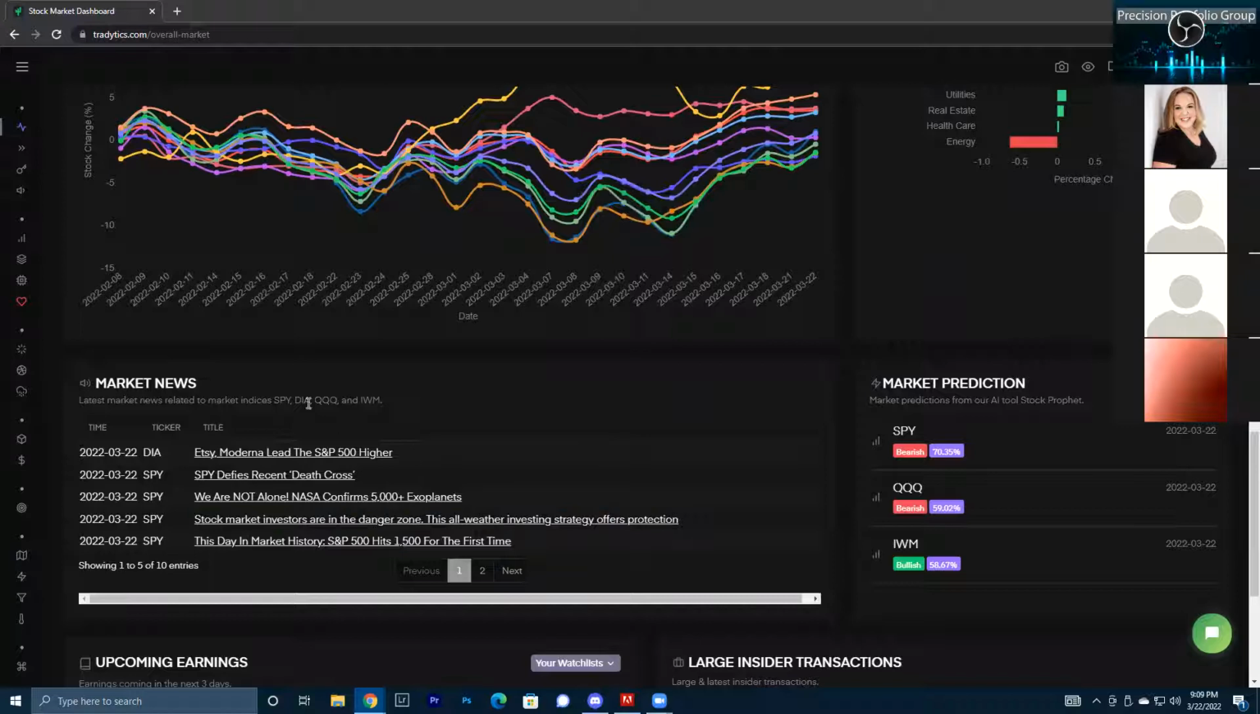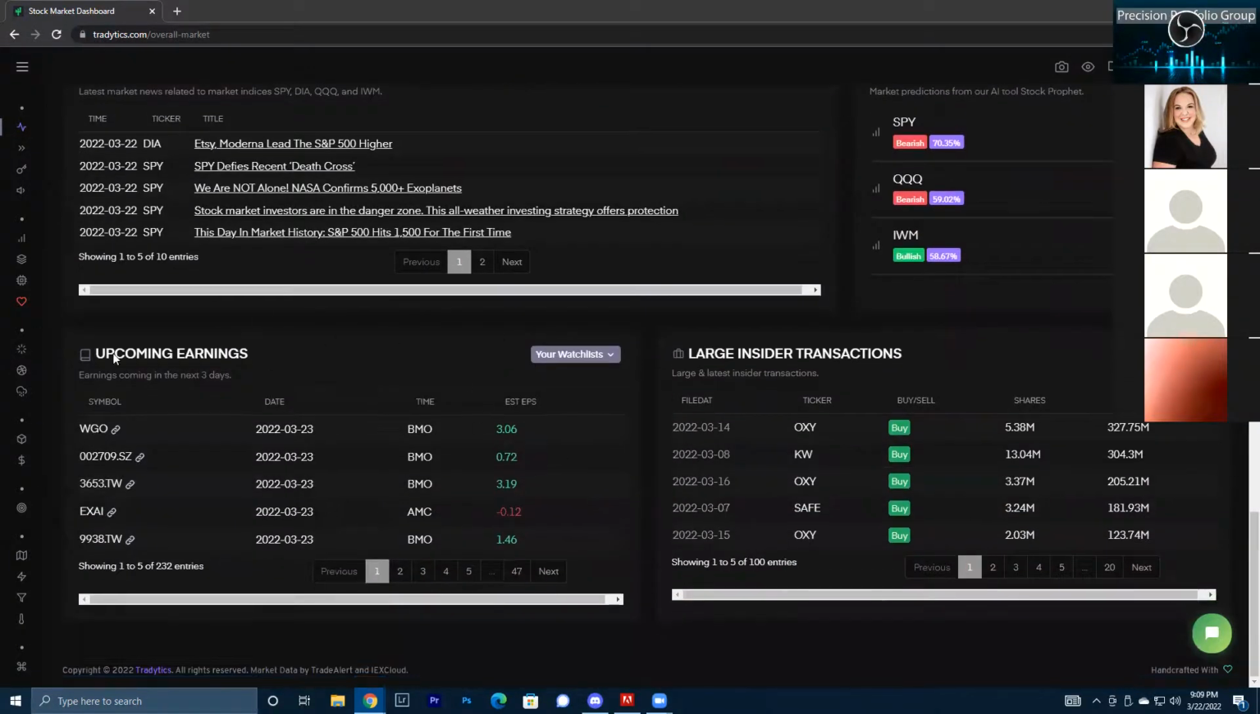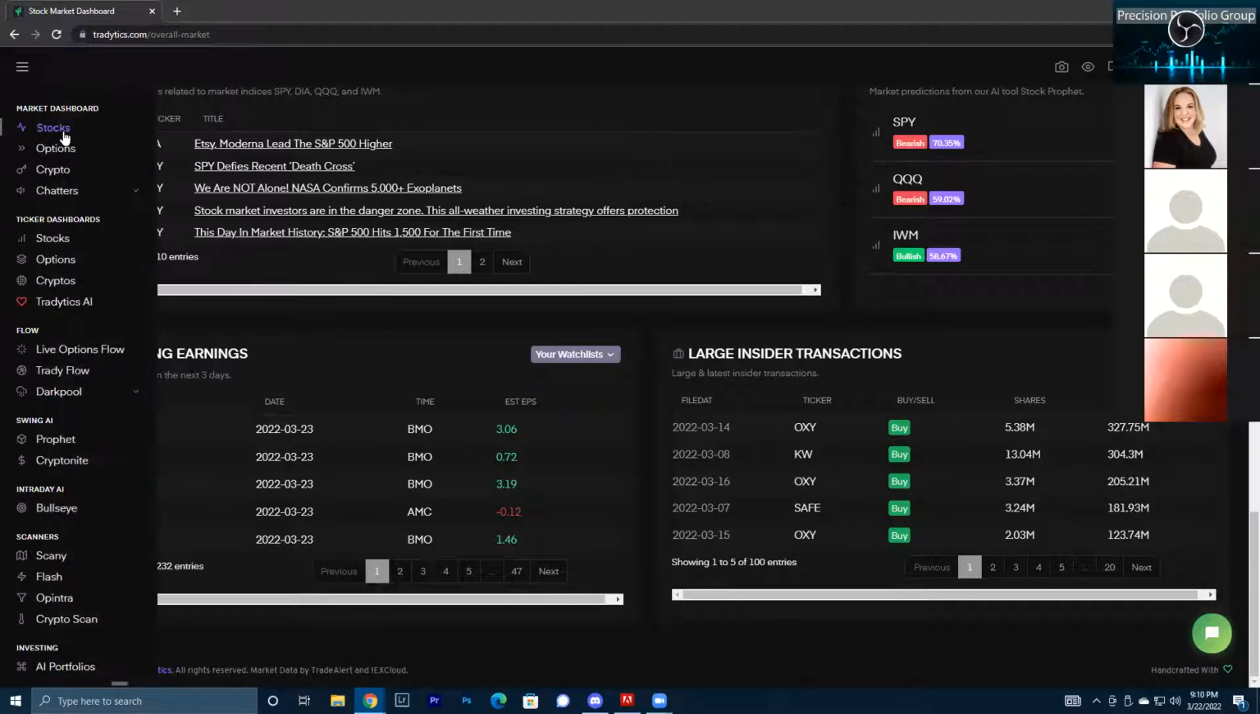All right, I don't really look at the market news or the market predictions. This is good, valuable information on incoming earnings. It gives you some information on that, and large insider transactions, meaning people inside the company that are making big buys or selling contracts or selling their shares, and it would give you that information.